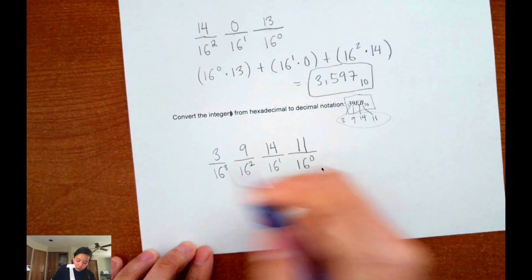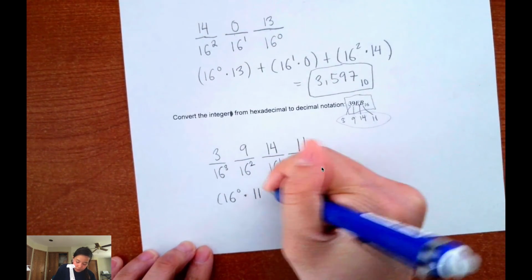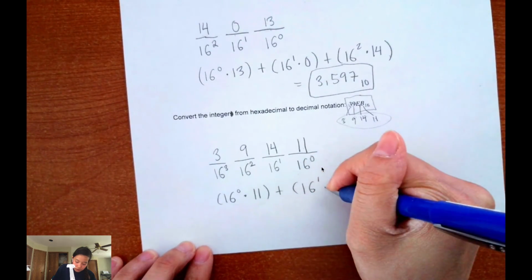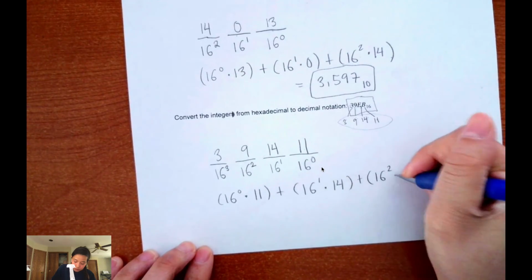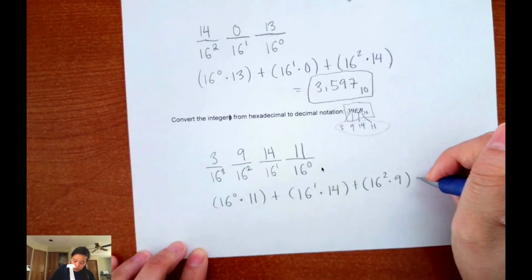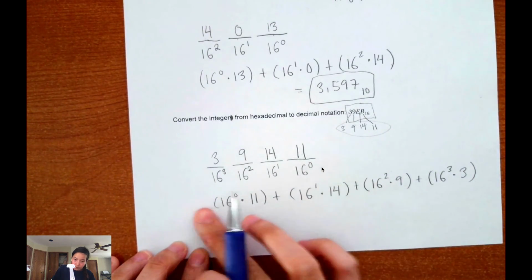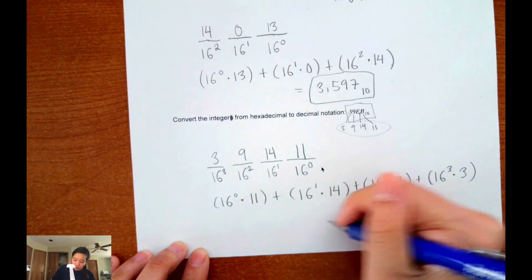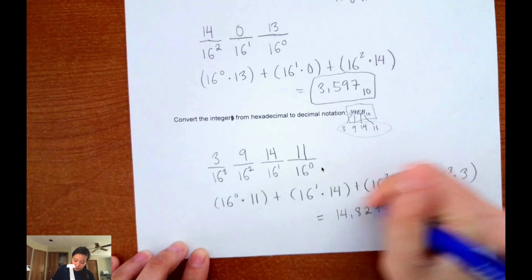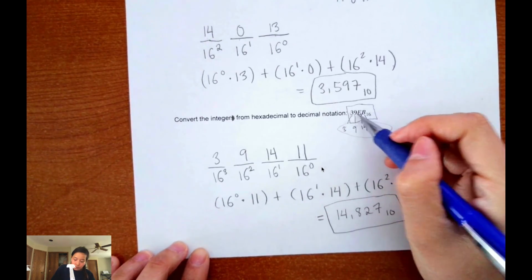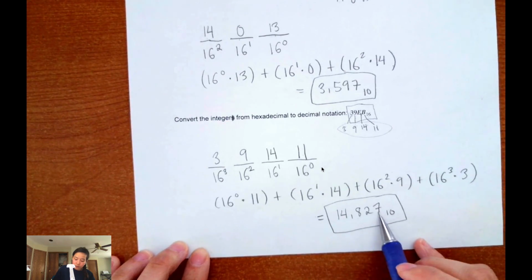What we do next is we multiply 16 to the 0th power times 11 plus 16 to the first power times 14 plus 16 to the second power times 9 plus 16 to the third power times 3. And when we use a calculator and add all of this up, we get 14,827 in base 10. So 39EB in base 16 is equal to 14,827 in base 10.